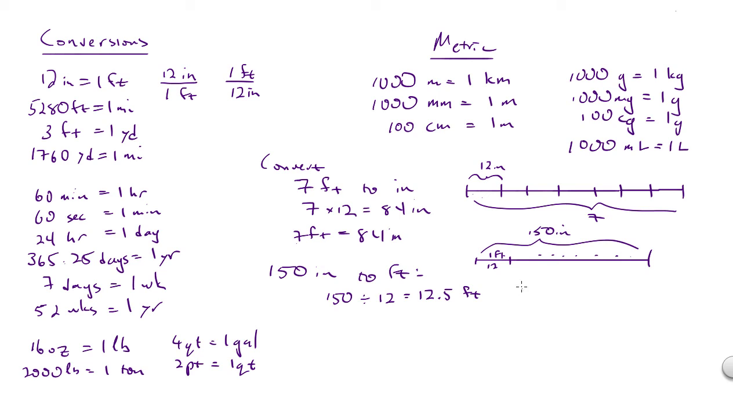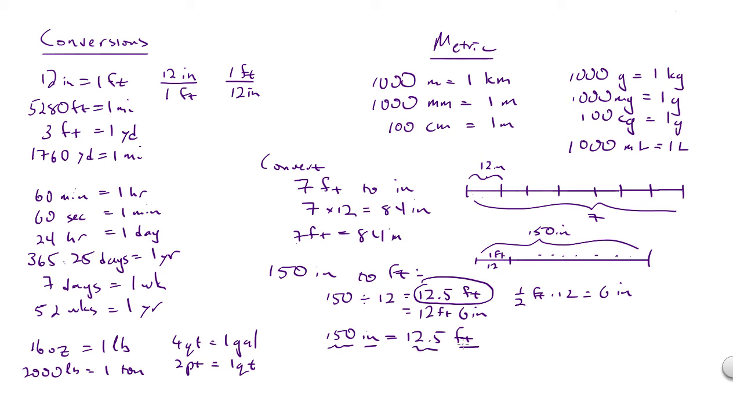By the way, that's 12 feet, 6 inches. 0.5 is half a foot. 1/2 foot times 12 is 6 inches. So this is 12 feet, 6 inches. But the question asked to convert to feet, not feet and inches, so we would use this one. So you notice here, we had 150 inches equals 12.5 feet. So our measures went from smaller to larger. Meanwhile, the numbers themselves went from larger to smaller.